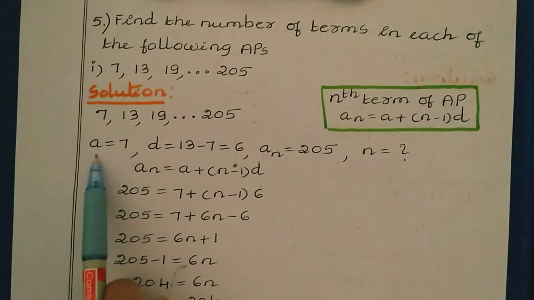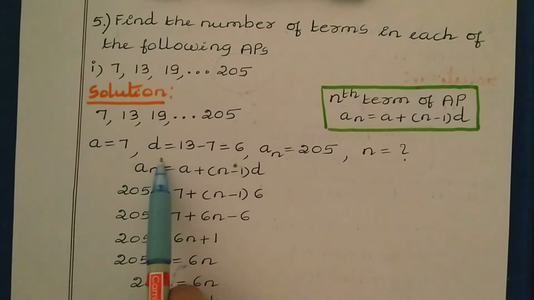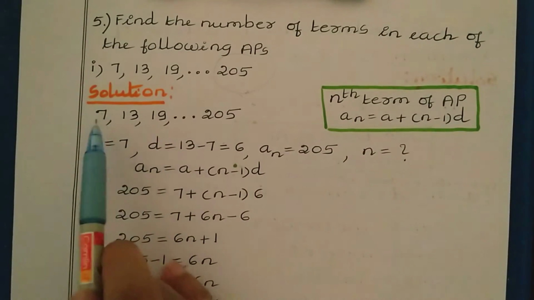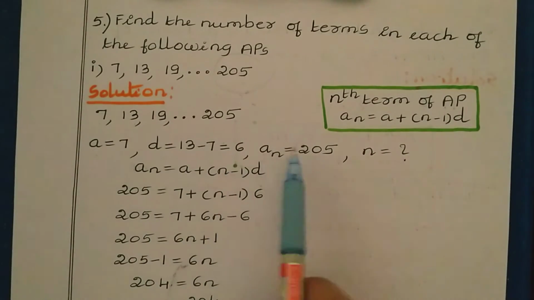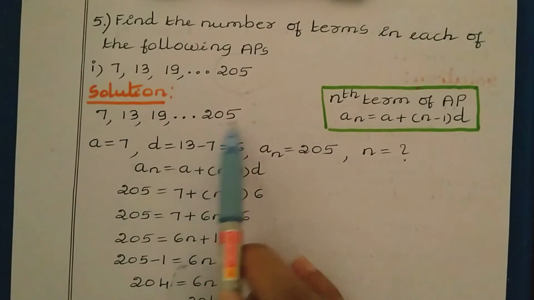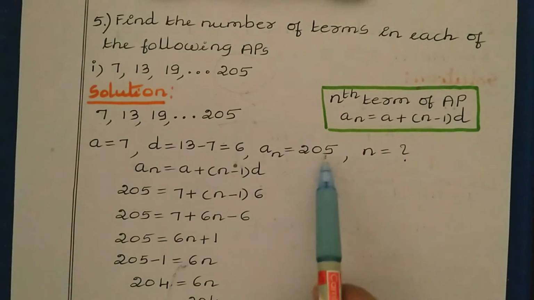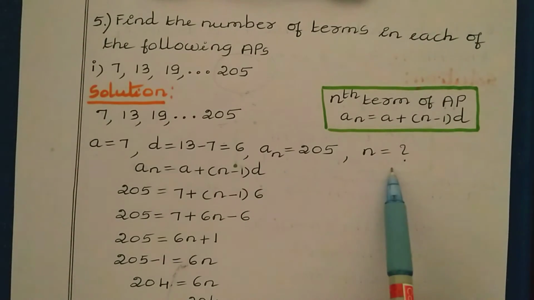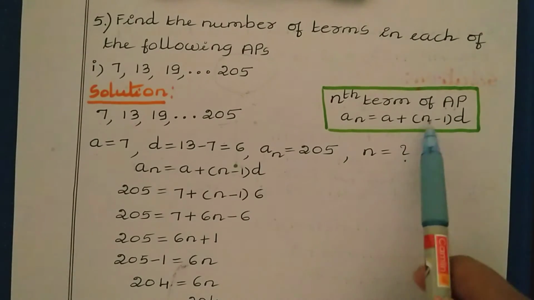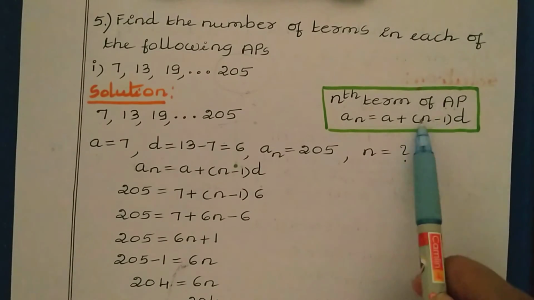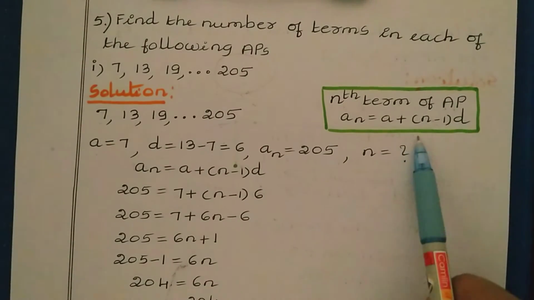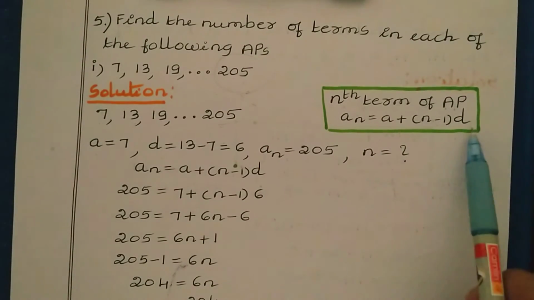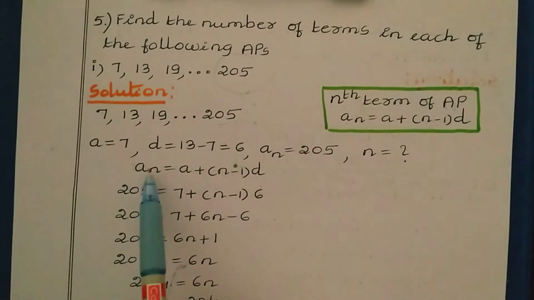Here, the first term a is 7. The common difference d is 13 minus 7 or 19 minus 13, which gives 6. The nth term of the arithmetic progression is given to us. an is equal to 205 and we need to find the value of n here. So to find the value of n, we have to use this formula. The nth term of the arithmetic progression, an, is equal to a plus n minus 1 into d. Let us apply the formula.